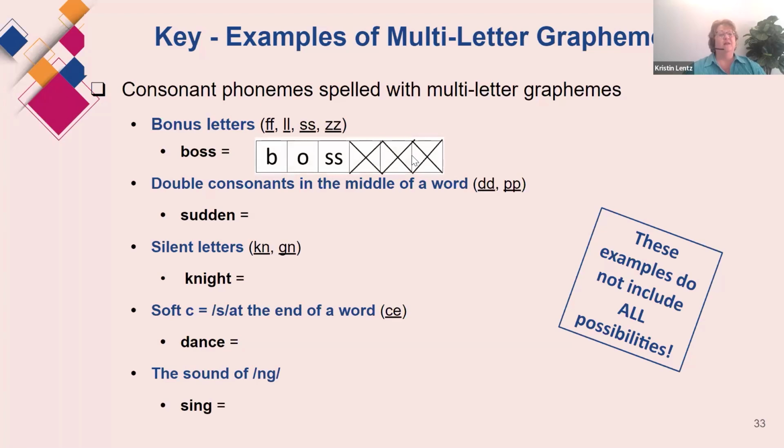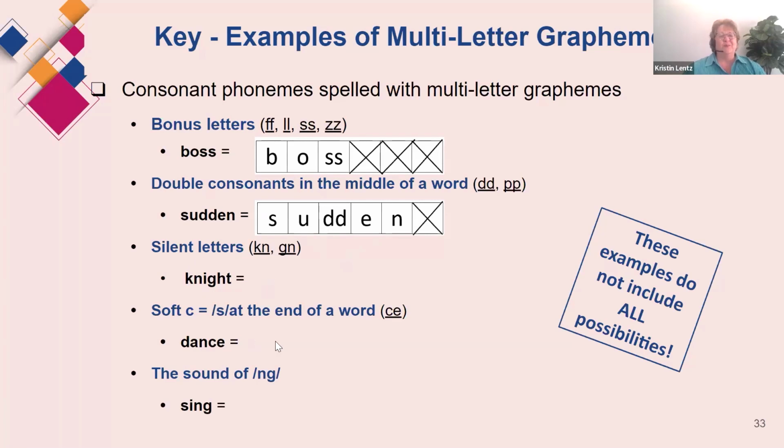All right, so the first one is boss with our bonus letters. Notice that our bonus letters go in one box because we don't say the S sound twice. It's a single sound. Our double consonants in the middle of words, we're also going to put in a single box. Now, this one can be a little trickier because it almost sounds, once we start scooping into syllables, like 2 sounds, but traditionally we're calling this one sudden. When we say the word, it really only comes out once.